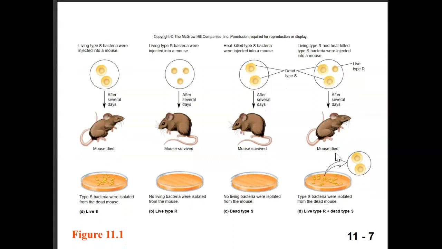So here's a graphic showing what happened, all right? You inject a mouse with the smooth bacteria, mouse dies. Inject a mouse with rough bacteria. After several days, the mouse gets sick, catches a bad cold, but he survives. Now, the type S heat-killed bacteria were injected into mice. The mice survived. And then over here you have the type R, right? Live type R and heat-killed S.